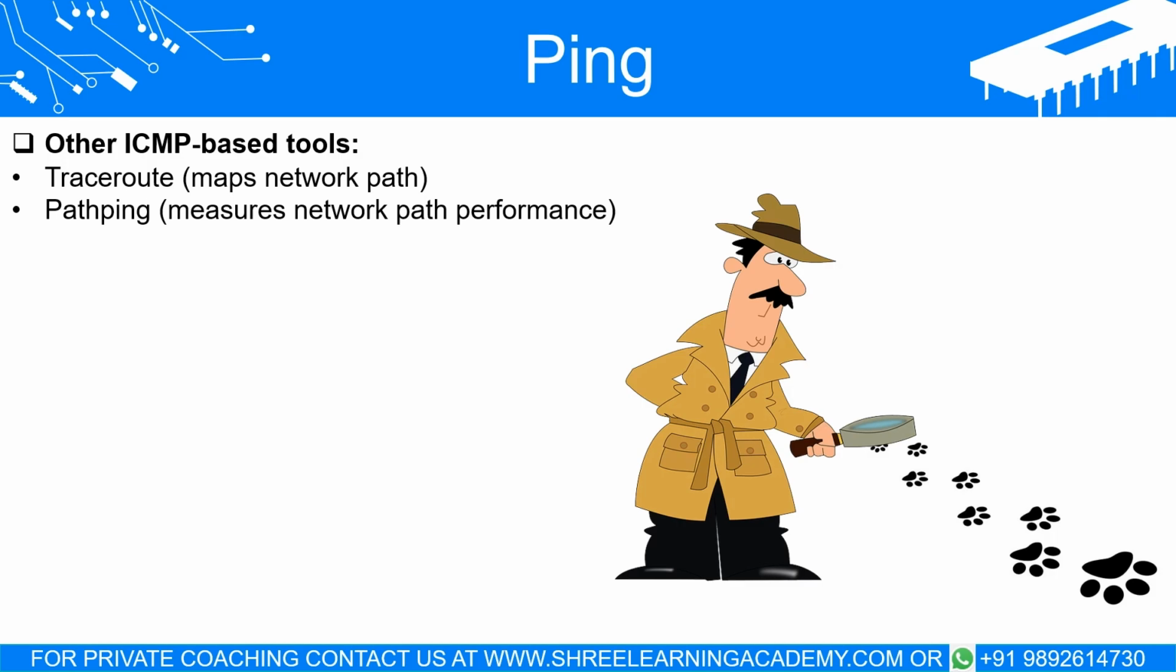ICMP's usefulness extends beyond ping. Tools like traceroute and pathping also use ICMP to map the path data takes through the network and to measure the performance of different segments of that path, respectively. Traceroute uses ICMP messages to identify every hop that a packet visits on its way to its destination, while pathping combines the features of ping and traceroute to provide detailed network path analytics.